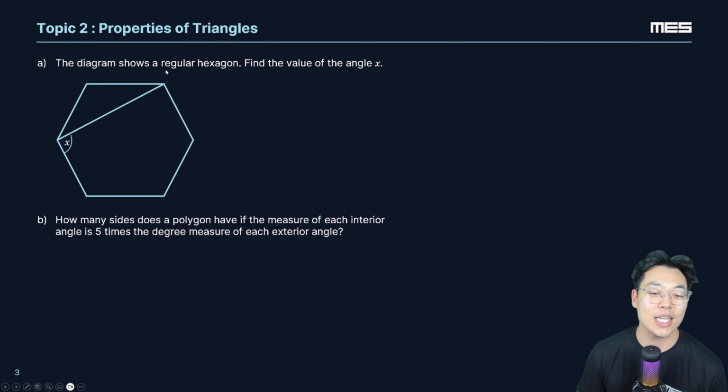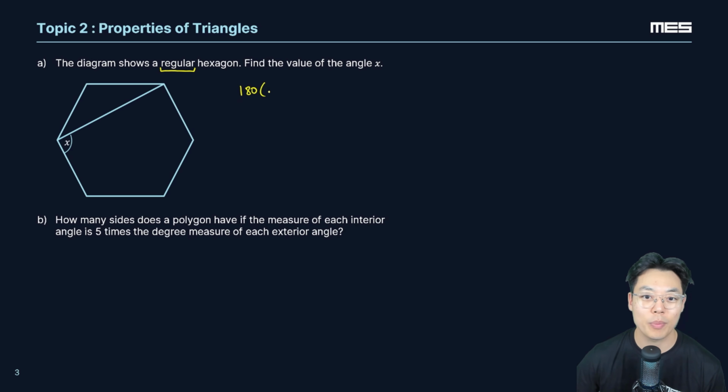The diagram shows a regular hexagon. Find the value of the angle X. Now for a regular hexagon, regular, when we're talking about properties of triangles, by the way, topic number 2, getting ahead of myself. Regular means all the sides and angles within that shape are going to be congruent. They are the same.